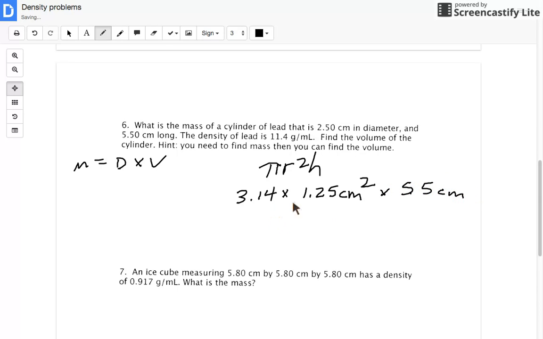Now when you look at this, look what happens. If we have centimeters squared and centimeters, when we get our answer, the units are going to be centimeters cubed, which is a volume. So by getting the numeric answer and attaching that to centimeters cubed, we will have an answer that we can then use as our volume and solve for the mass.